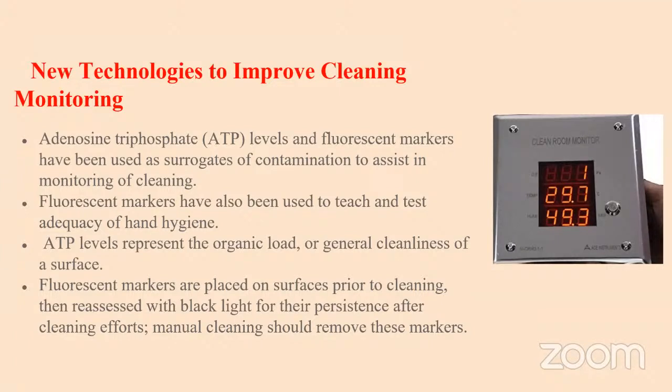Fluorescent markers have also been used to teach and test adequacy of hand hygiene. ATP levels represent the organic load or general cleanliness of a surface. Fluorescent markers are placed on surfaces prior to cleaning, then reassessed with a black light for their persistence after cleaning efforts. Manual cleaning should remove these markers.